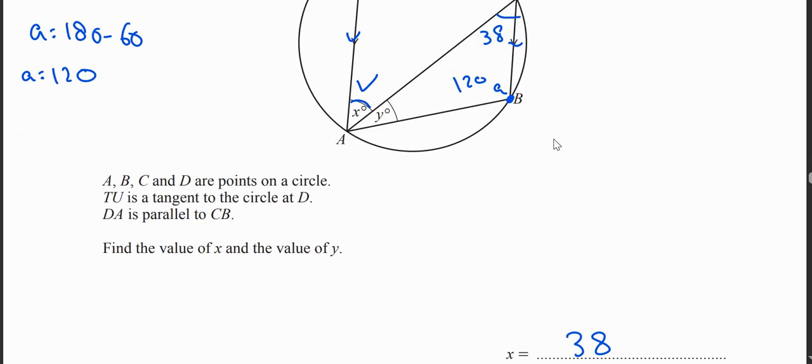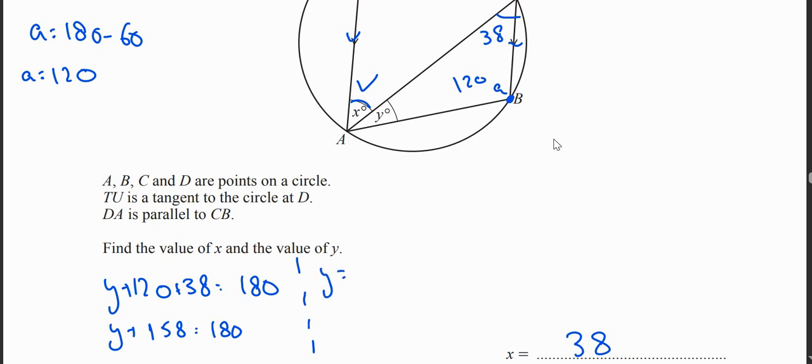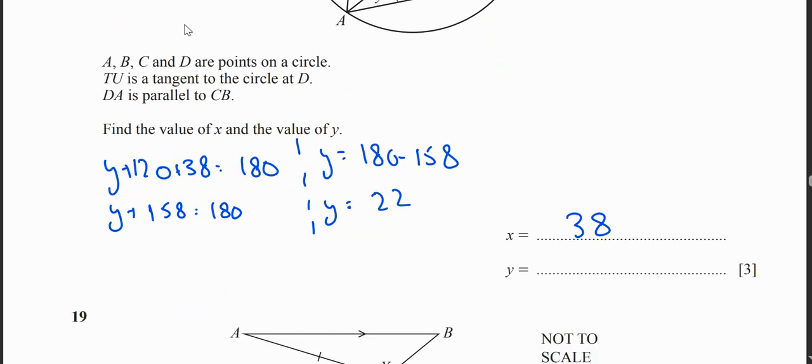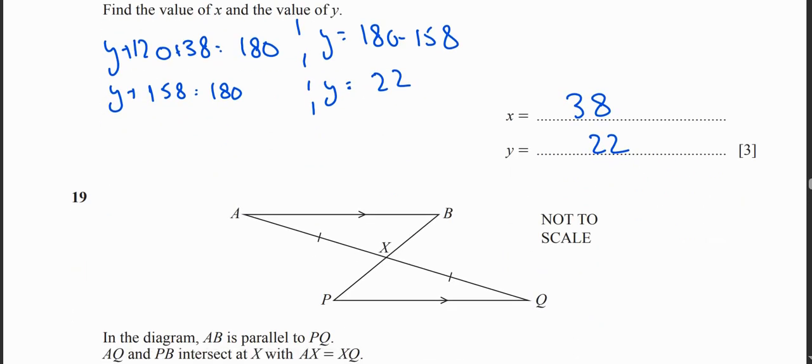Now we can easily find Y. Y plus 120 plus 38 is equal to 180. Y plus 158 is equal to 180. Y is equal to 180 minus 158. Y is equal to 22. So here you go, you say 22.